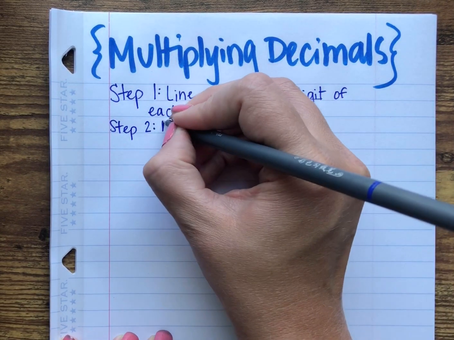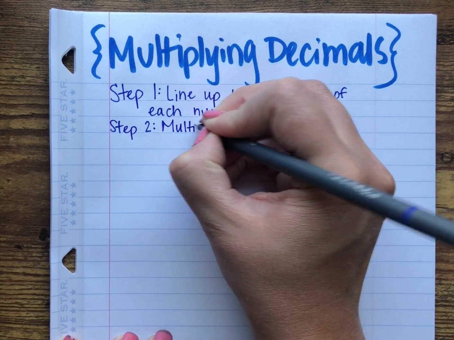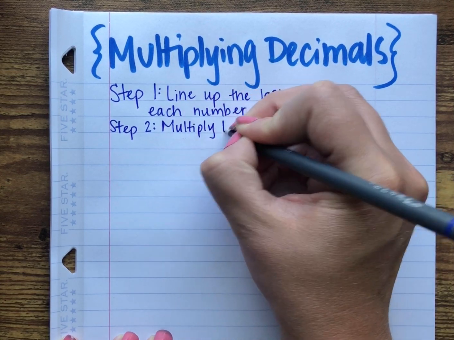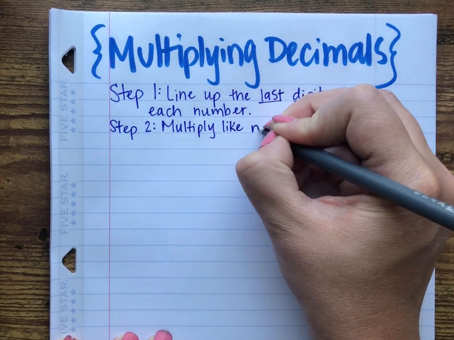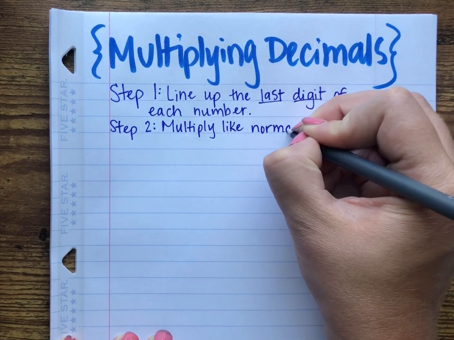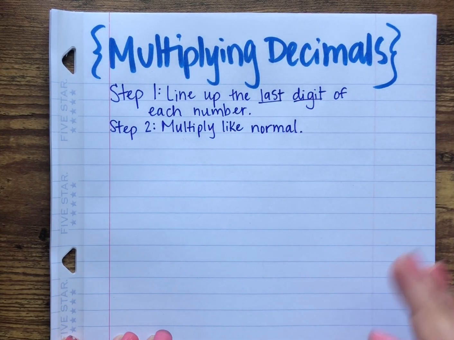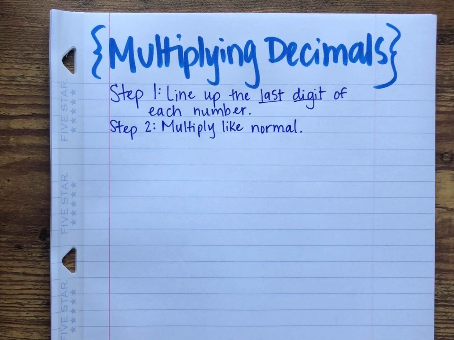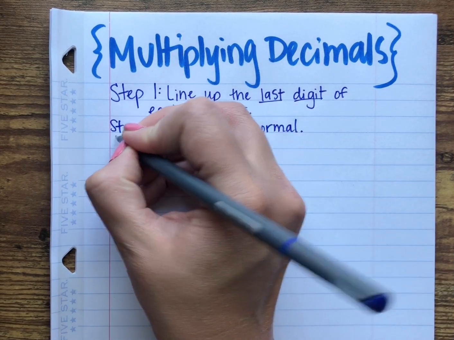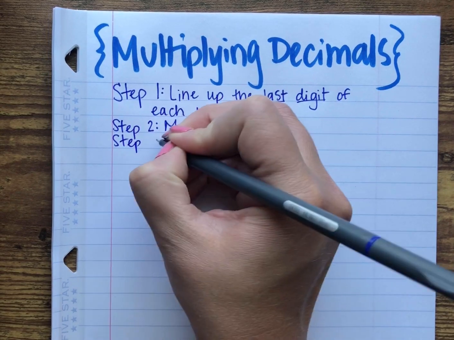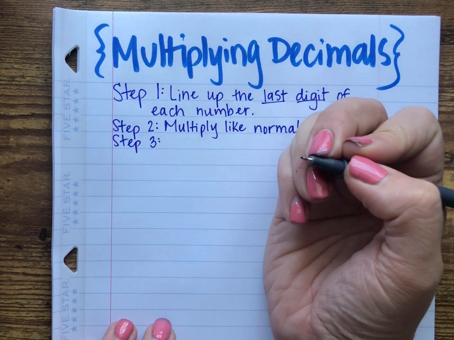Step 2 is going to be to multiply like normal. So you just multiply like you normally do, still use the same algorithm, nothing changes in the multiplication part. And then step 3 is going to tell us what to do with the decimal.